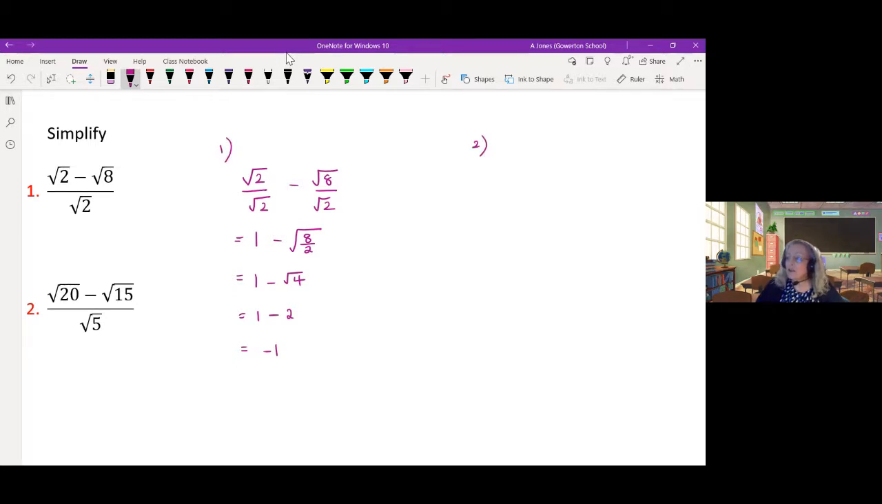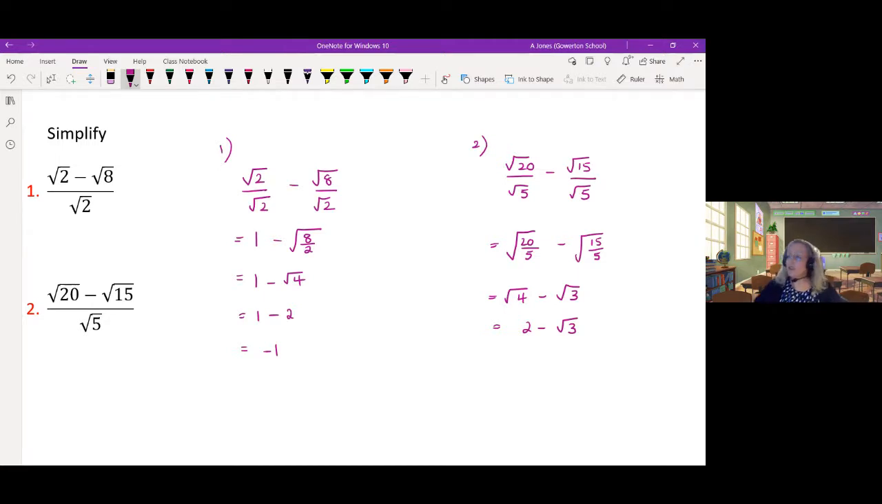And then the second one, splitting that into its separate parts, I get the root of 20 divided by the root of 5, subtract the root of 15 divided by the root of 5. Putting it back into a single one, it's the root of 20 divided by 5, subtract the root of 15 divided by 5. So this becomes root 4 minus root 3. So this one becomes 2 subtract the root of 3.